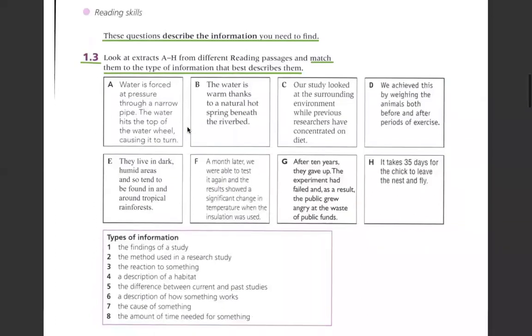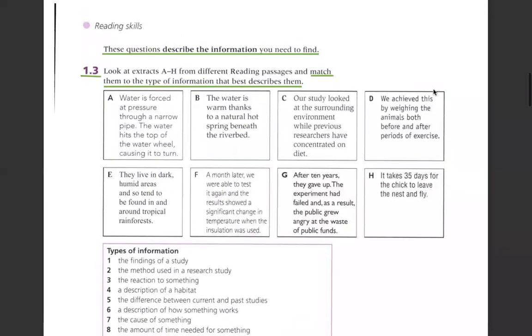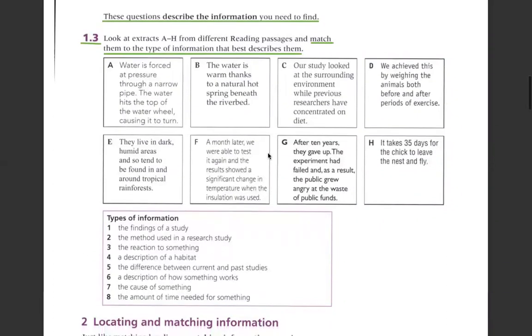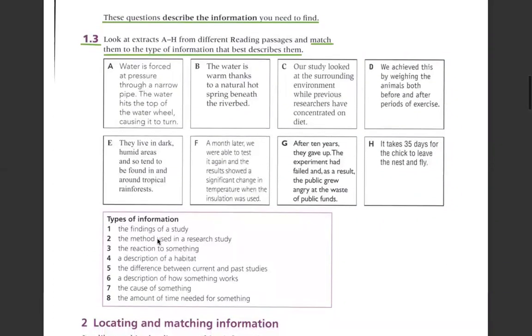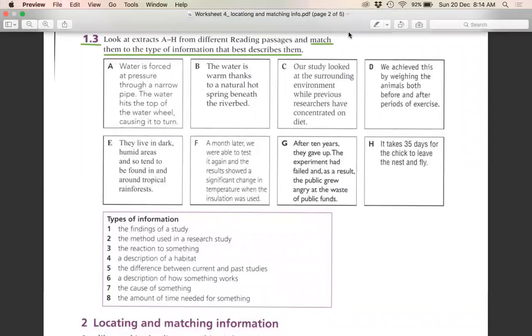Okay, so these questions that we're going to look at now describe information that you might need to find for these tasks. So what we're going to do is match. Here are some little extracts from passages A to H. So we're going to match these A to H to the type of information that best describes them. Okay, so let's do it this way around.